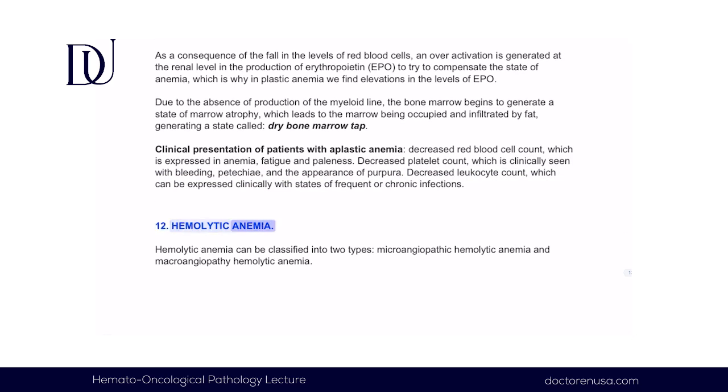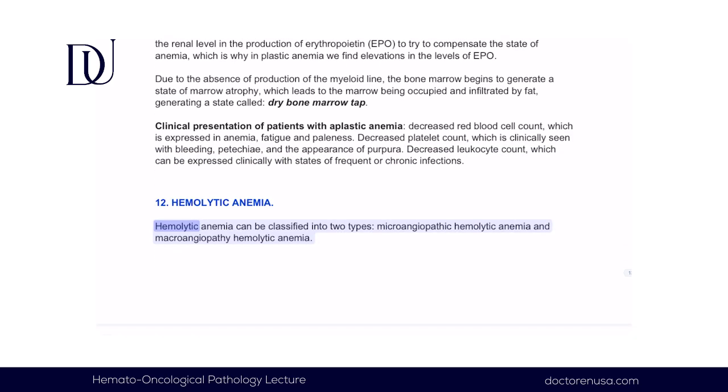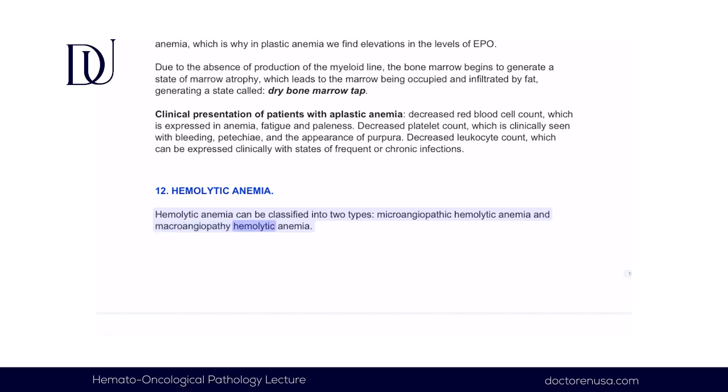12. Hemolytic anemia. Hemolytic anemia can be classified into two types, microangiopathic hemolytic anemia and macroangiopathic hemolytic anemia.